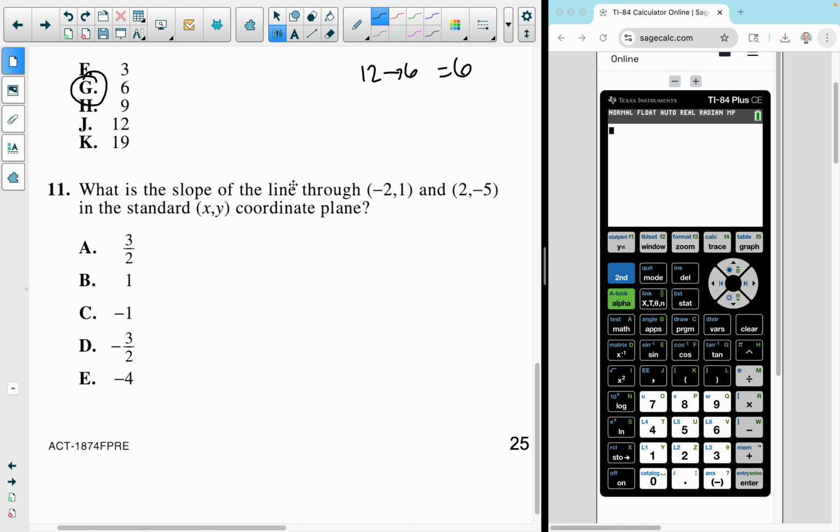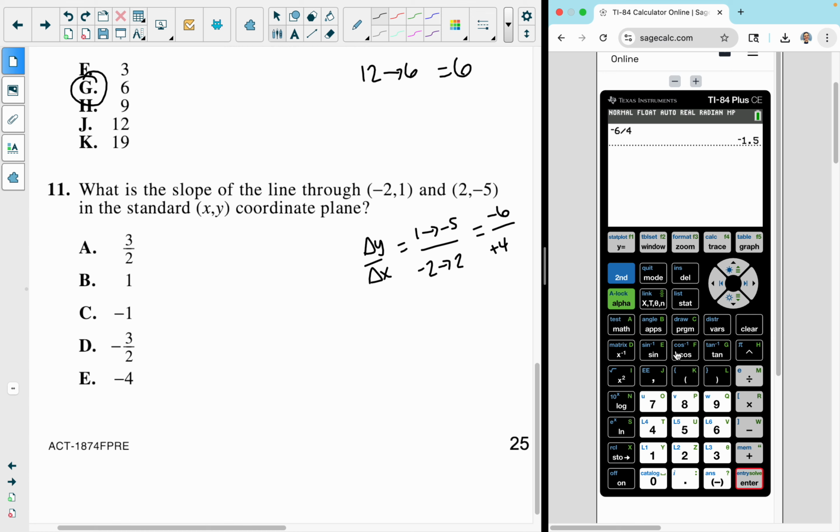Question 11, what is the slope of the line through these 2 points? Well, slope, if we remember, is change in y over change in x, or rise over run. So my change in y, I'm going from 1 to -5. And then for the change in x, I'm going from -2 to +2. So from 1 to -5, I'm actually going to subtract 6. And then from -2 to +2, I'm going to add 4. So I come over here, -6 divided by +4 is -1.5, and I'll do math, enter, enter. I get -3/2, which is D.